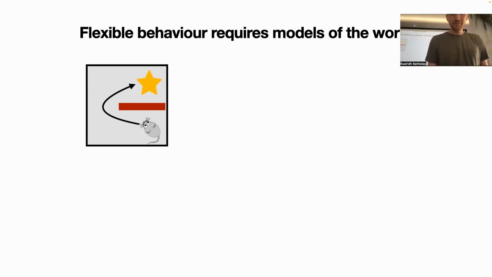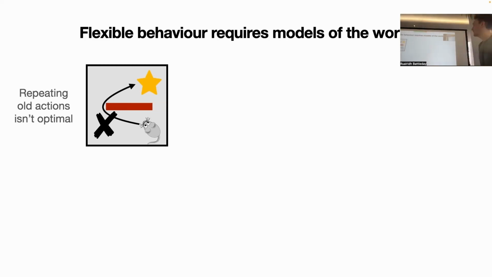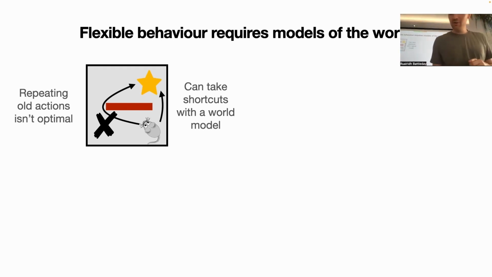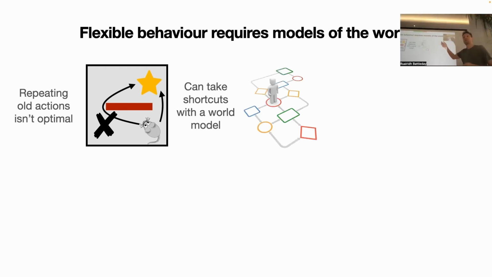That's great. However, if you open a new shortcut, then repeating those old actions are no longer the right thing to do, or the optimal thing to do. Instead, going through that shortcut is. However, this animal can only know that shortcut is a thing it can do if it knew that this location connects with that location. Okay? So in order to know that it can do that, it needs to have some underlying model of the world, how locations in the world connect with each other.